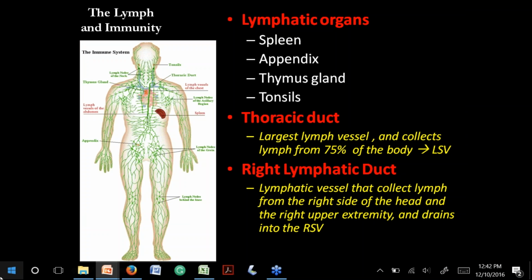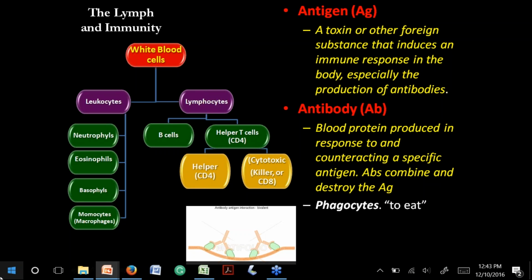The left lymphatic system is going to drain into the thoracic duct. So the left portion of the lymphatic system drains through the thoracic duct into the left subclavian vein. And the right lymphatic duct collects 25% of the lymph and is going to drain into the right subclavian vein. Okay. So we have antigen and antibody. Antigen is any stranger, any bad guy, bacteria, virus, whatever. And we have antibodies that are the markers.